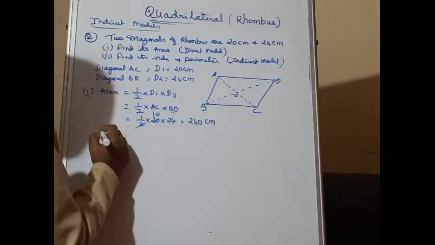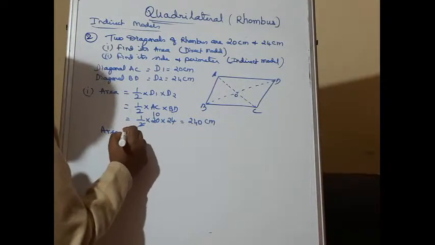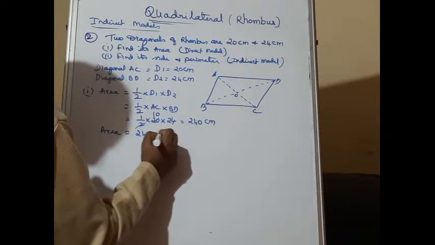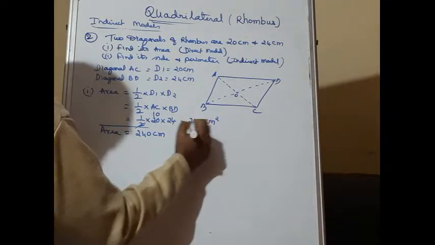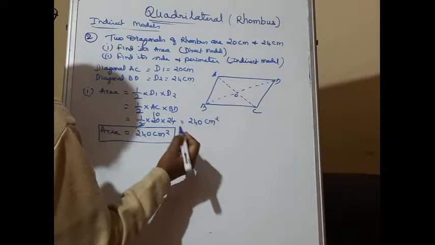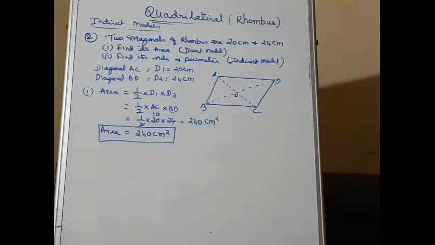Write area equal to 240 centimeter square, neatly, and put the whole thing in a box. Children, this is a direct model, 1 mark, or some syllabus give 2 marks.